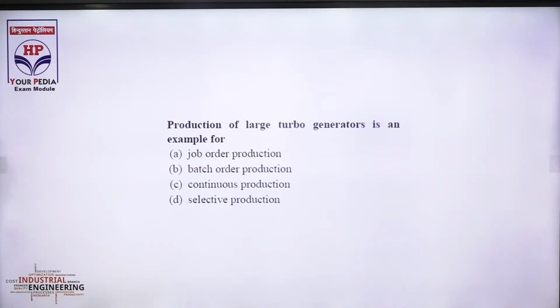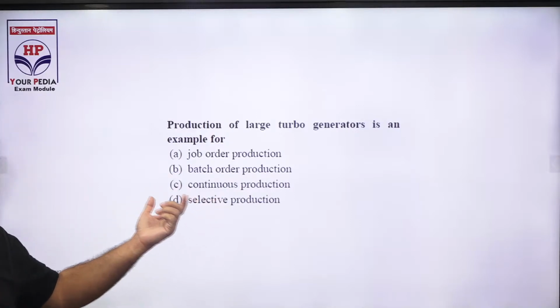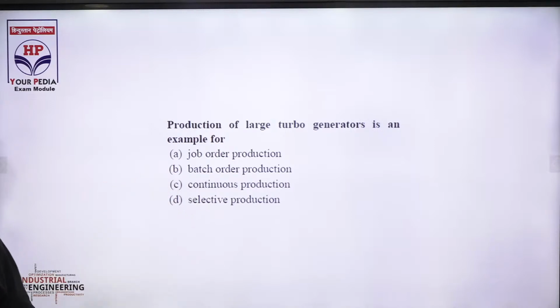Production of a large turbo generator is an example of what? He's giving you one application, a large turbo generator. I'm making something big. Continuous production, mass production, job production, shop production. So what kind of production system is that?